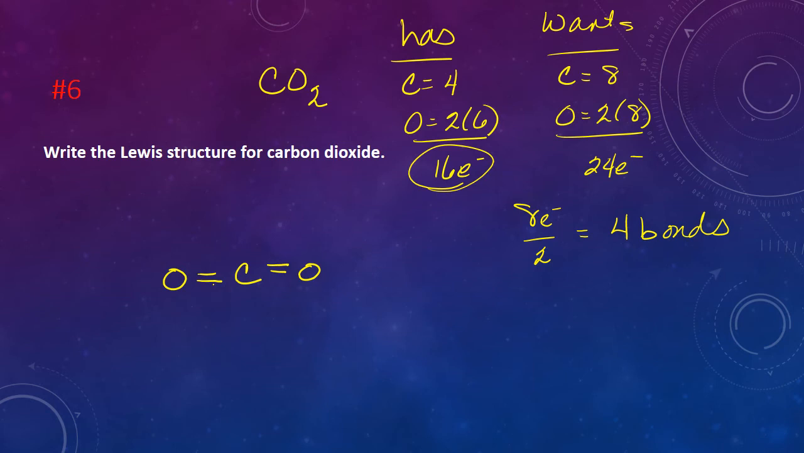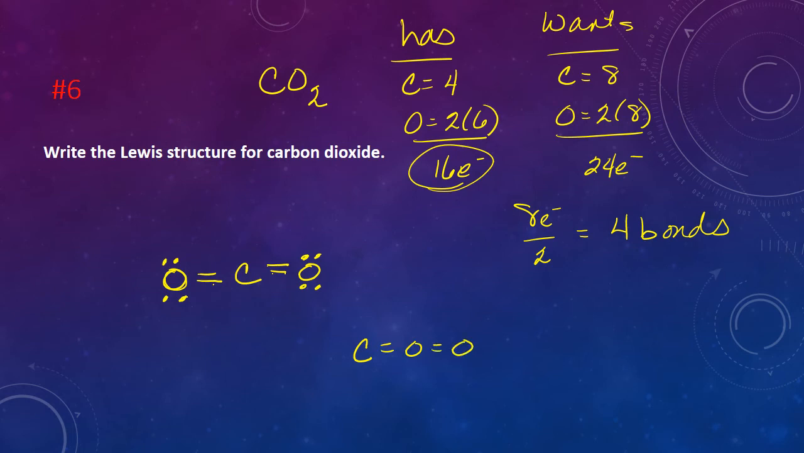Well, in order for this oxygen to be happy, it needs 8 electrons. 2, 4, 5, 6, 7, 8. And this one, 1, 2, 3, 4, 5, 6, 7, 8. Now they're happy. What if you had drawn the molecule like this?